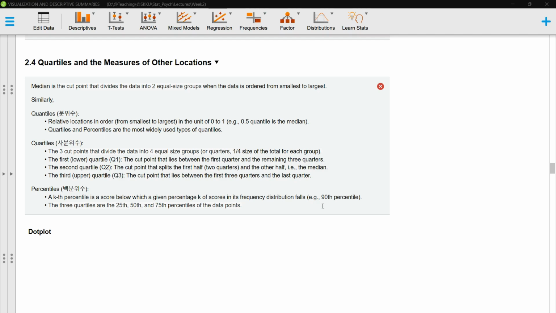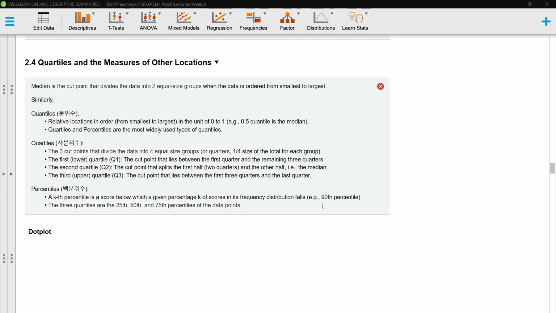So 90% of the scores of the total distribution are below the point, the 90th percentile point. Only 10% of the total scores exist above the 90th percentile.